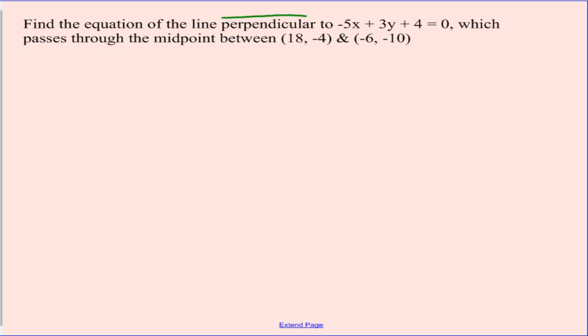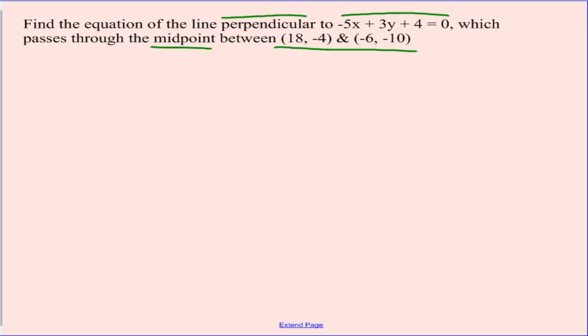So there's a key bit of information, which passes through the midpoint between these 2 points here. As you can see, this is exactly the same as the last question, but it's stepping up the level of difficulty because you need to, first of all, rearrange that general form equation so that we can pull the gradient from it.